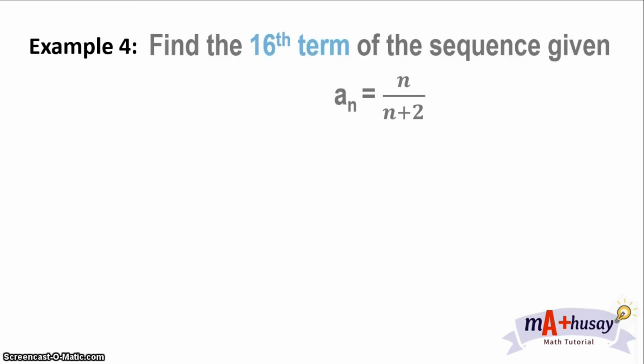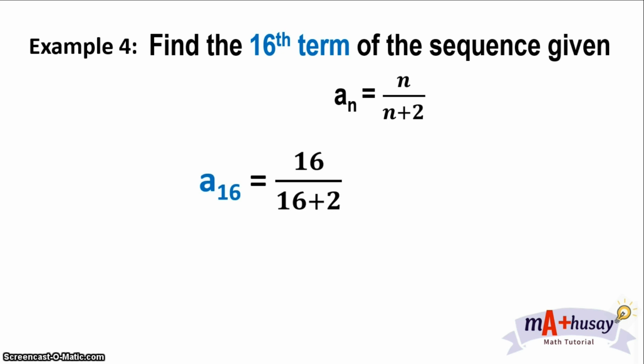Example number 4. Find the 16th term of the sequence given a sub n equals n divided by n plus 2. Since we only want to get the 16th term and we have the general term given, we only substitute n with 16. So a sub 16 is equal to 16 all over 16 plus 2. We know that the denominator can be simplified as 18, since 16 plus 2 is 18.